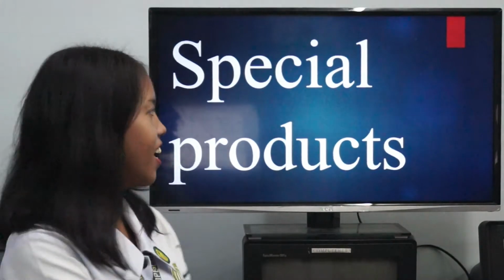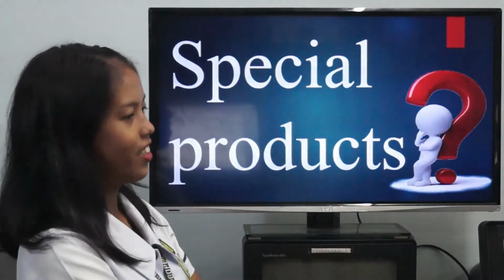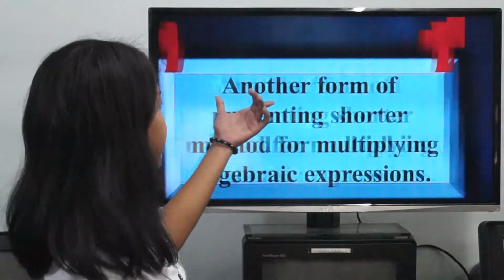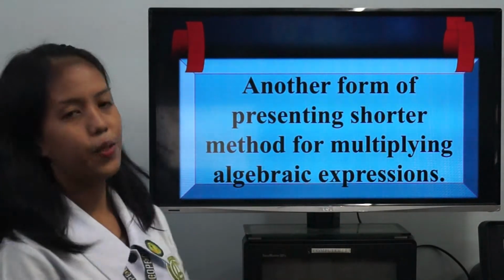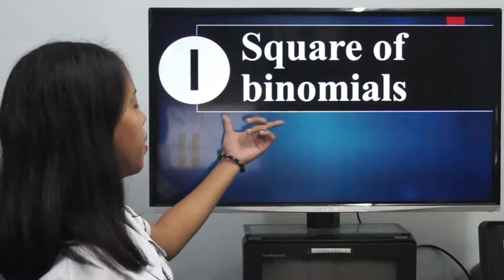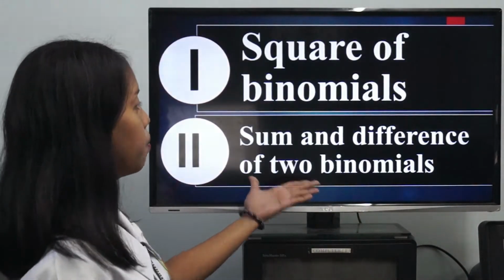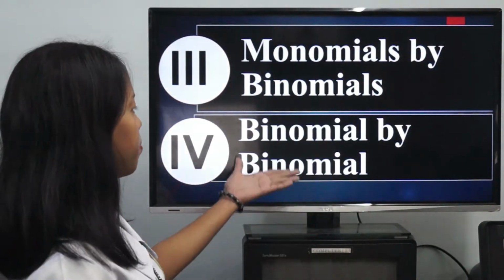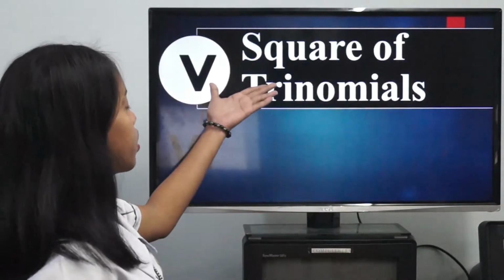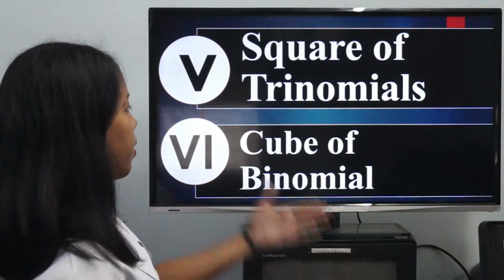Some of us get really confused on how we're solving the special product, so we are here to help you guys. Let's define first what is a special product. Special product is another form of presenting a shorter method for multiplying algebraic expressions. Under this, we have the square of binomials, sum and difference of two binomials, monomial by binomial, binomial by binomial, square of trinomial, and cube of binomial.